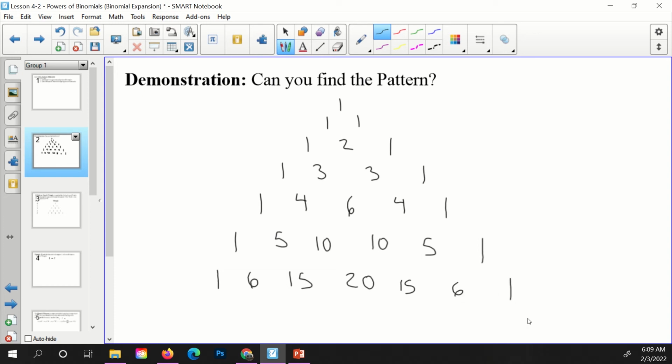And so how am I getting these rows? Well, you'll notice they're a little bit offset from each other. If I take the two values from above it and add them together, I get the one below it. So to get this 5, I took the 1 and the 4 and added them together. To get this 20, I added the two 10s together. So hopefully you got that.